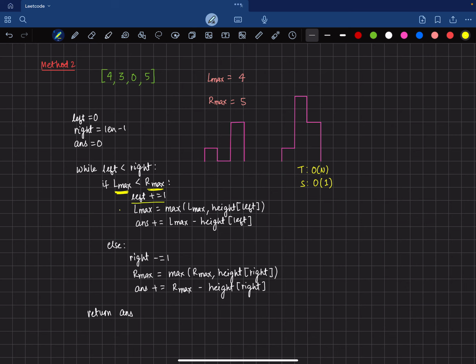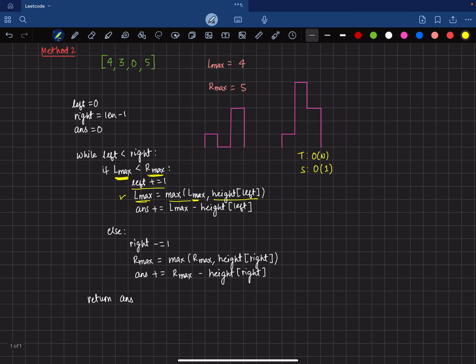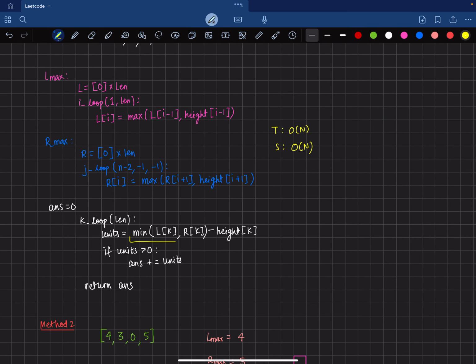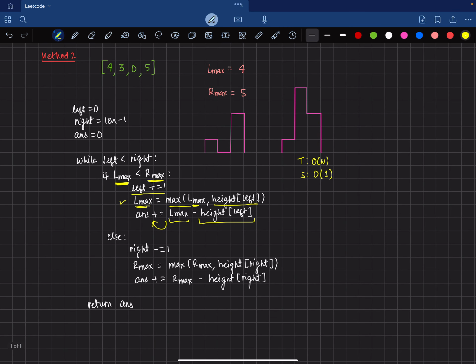We'll increase the left pointer by 1 first, followed by making a comparison of the left max with the height of the left, and then we will store the units in this manner: left max minus height of left, and that will be added to answer, answer plus equals whatever that value is, correct? I hope this makes sense. This is pretty identical to the equations that we had solved above. This is the left max minus the current height, okay? This height is the current height, and left max is the minimum of the left max and right max.